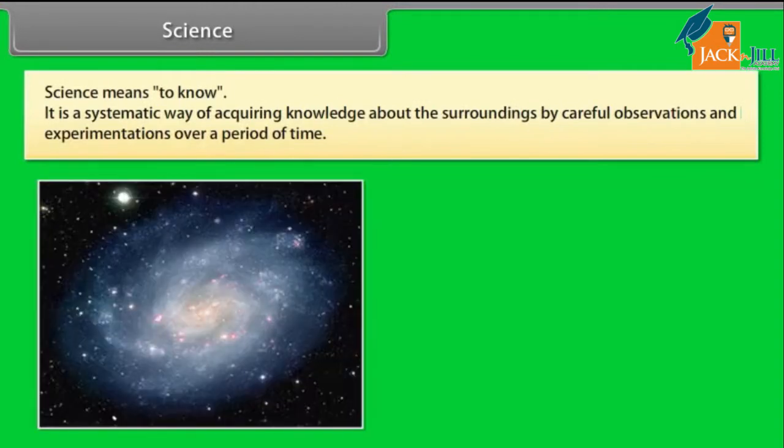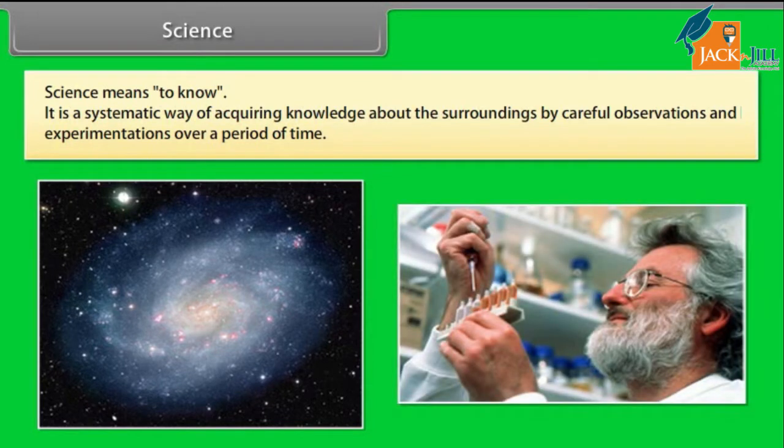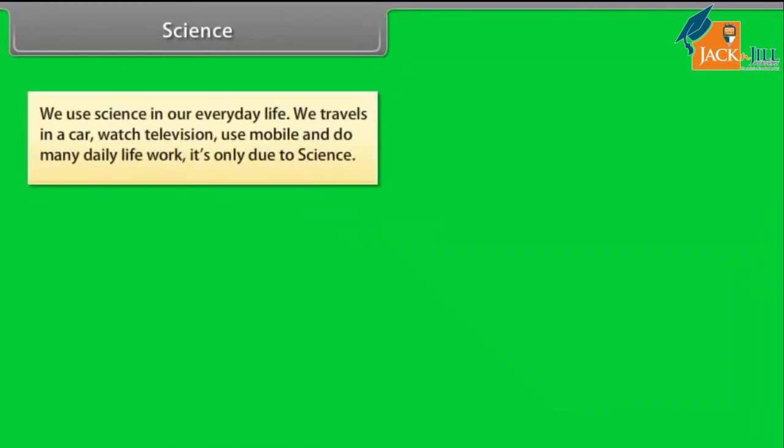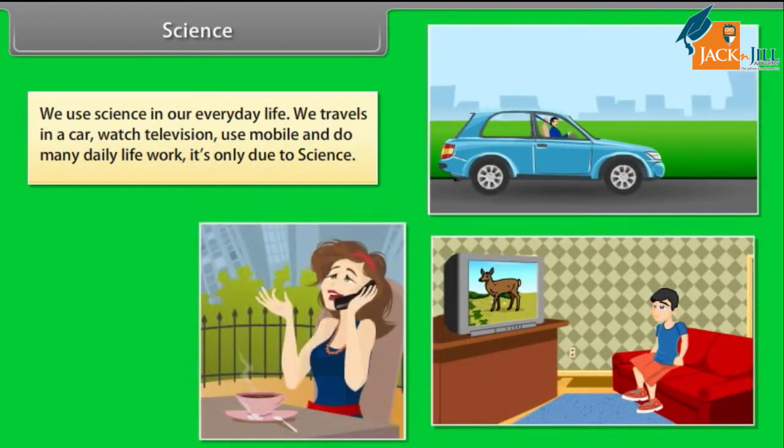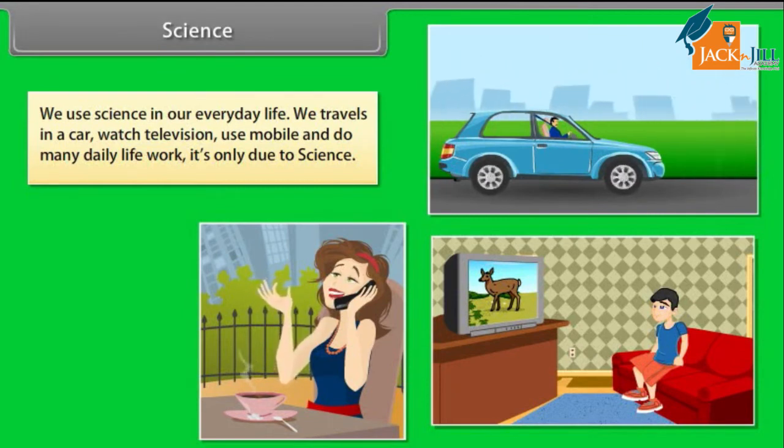Science. Science means to know. It is a systematic way of acquiring knowledge about the surroundings by careful observations and experimentations over a period of time. We use science in our everyday life. We travel in a car, watch television, use mobile and do many daily life work. It is only due to science.